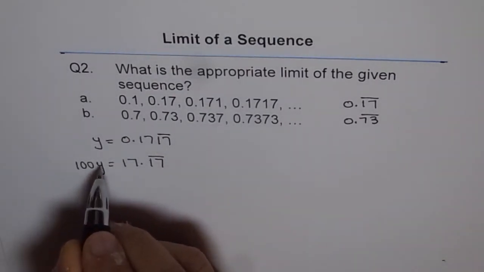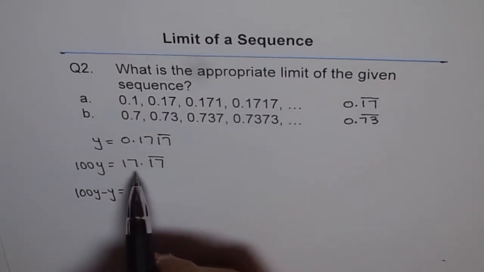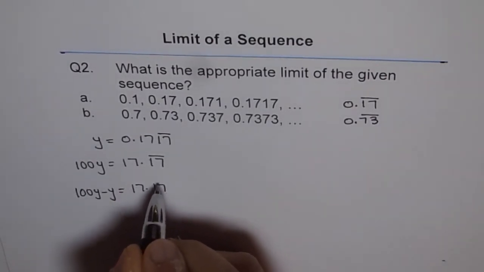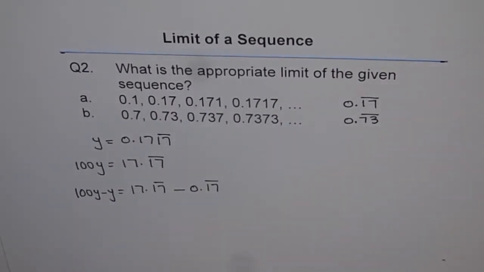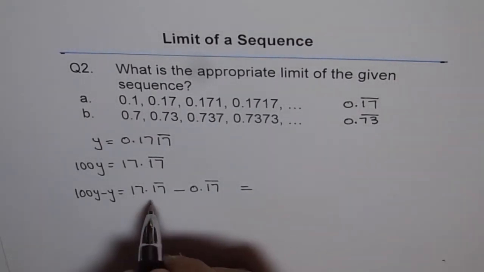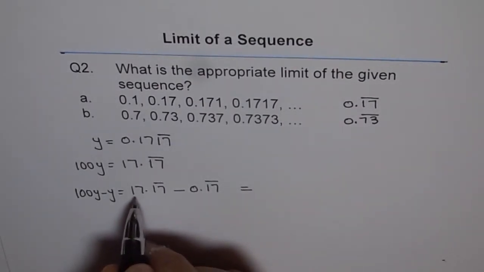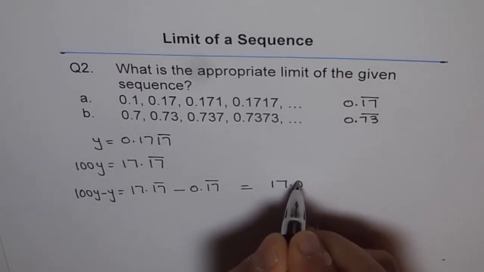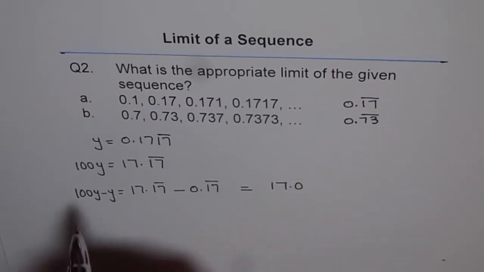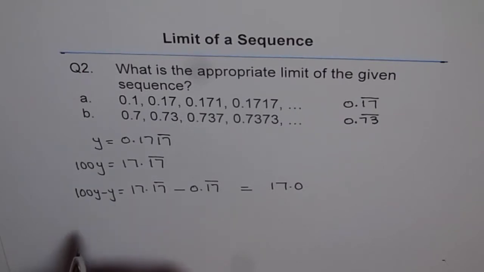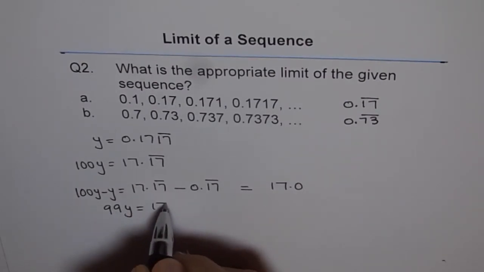Now what is 100y minus y equal to? So we do 100y minus y. When I take away from this, that is 17.17 recurring minus 0.17 recurring, correct? And that is equal to, so we see that the repeating part gets cancelled off, right? So it is just 17. So we get 17, good. And on the left side, we have 100y minus 1y, right? So that is 99y. So we get 99y equals 17, correct?